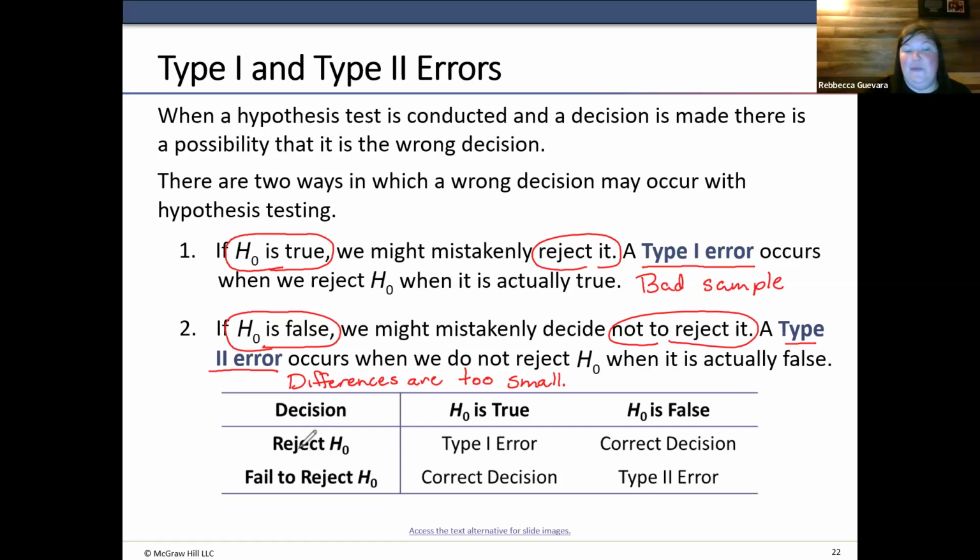So just remember, if we reject the null hypothesis, but the null hypothesis was in fact true, that's a type 1 error. If we fail to reject the null hypothesis, but it was in fact false, that is a type 2 error.